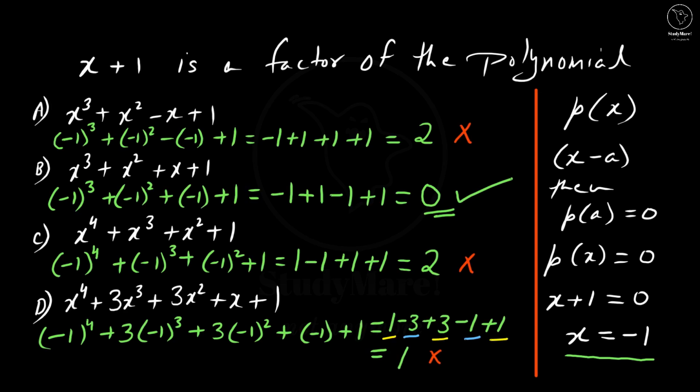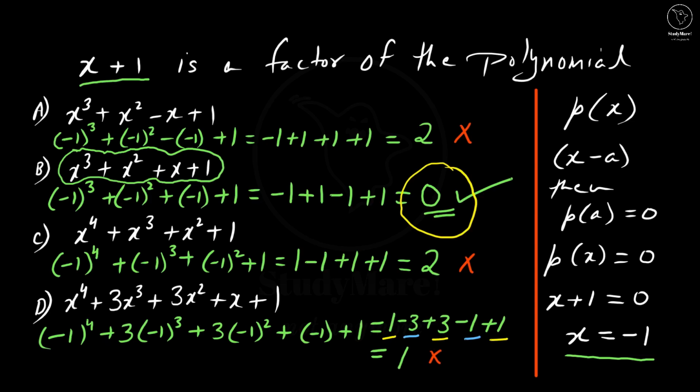There is only one option where we get the answer as 0, that is the remainder, and thus x plus 1 is a factor of x cube plus x square plus x plus 1.